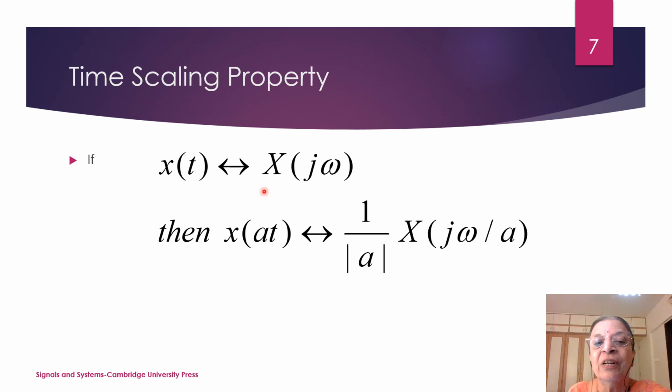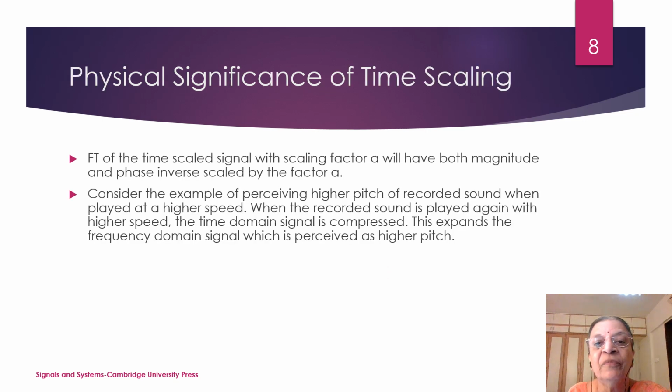Then time scaling property. If you scale the signal x(t) by a factor of a, if you have x(at), then the transform will be 1 upon magnitude of a times X(j omega divided by a). That means the Fourier transform will also be scaled by the same factor, and the Fourier coefficients will have the scaling factor of 1 upon mod a. Physical significance of time scaling: Fourier transform of the time scaled signal with scaling factor a will have both magnitude and phase inverse scaled by a factor of a.